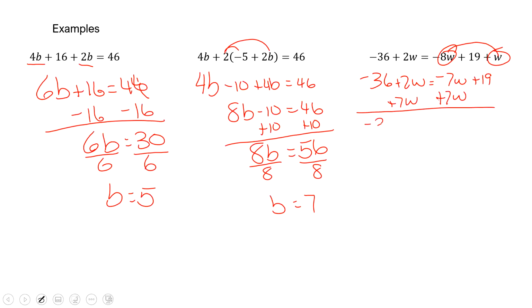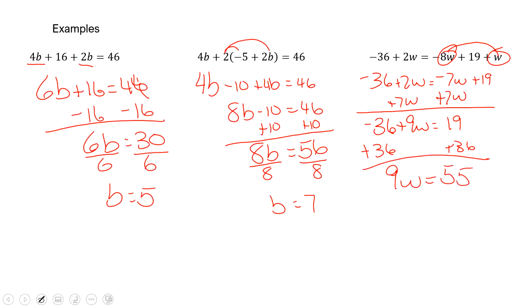So minus 36 plus 9w equals 19. Move the 36, so add 36 to both sides. End up with 9w equals 55. Divide by 9. And we end up with w equals 55 over 9.